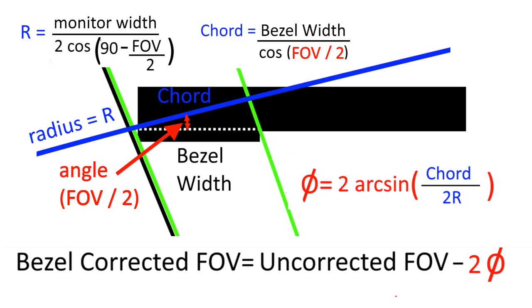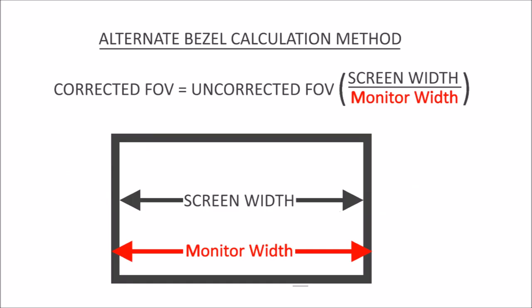One caveat, if you're going to do the calculations, be sure to use your calculator set to degrees instead of radians. An alternate way to calculate the corrected field of view is to take the uncorrected field of view and multiply it times the ratio of the screen width to the monitor width. And this seems to work pretty well when the field of view is not too large and the bezels are not very wide. I'll show you some numbers to see how that works.